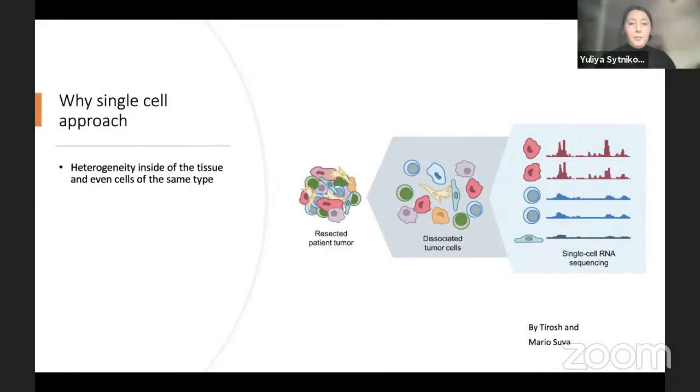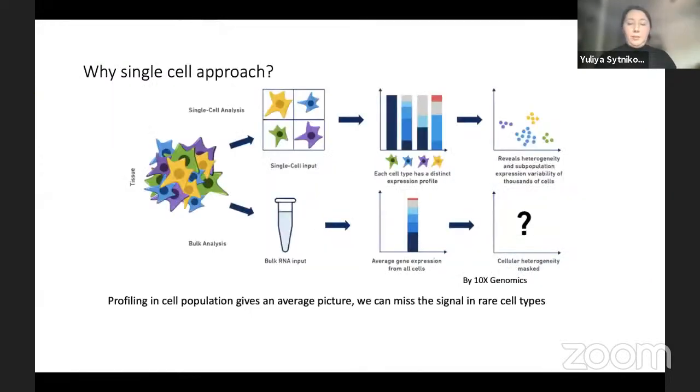And if we analyze them all together in bulk, we will get some average profile, which would miss some less abundant cell populations. However, if we are able to separate cells into different populations, we will be able to access the actual state of each cell population. And in that way, for instance, here we could create aggregate groups of particular cell types and analyze them separately.